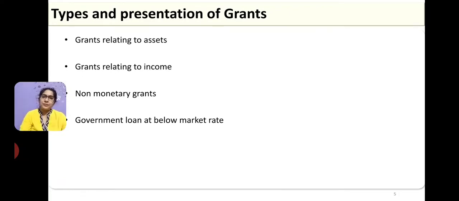First, it could be relating to assets. For example, government may give subsidy on purchase of the assets, or sometimes government may give specific grants to buy specific type of assets. Maybe it is environment friendly, or maybe it is an eco friendly product or a biofuel or something like that, where it is needed for the society. So in such case, government may give some assistance or grants to purchase that specific type of assets.